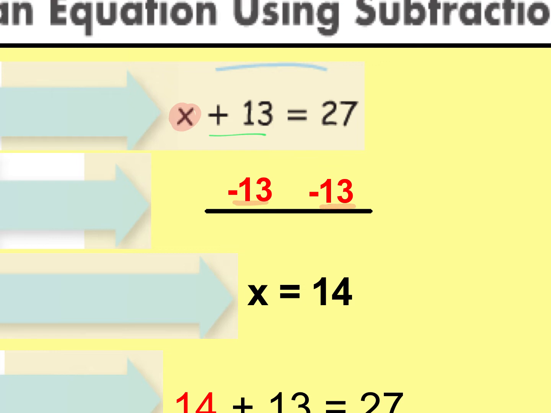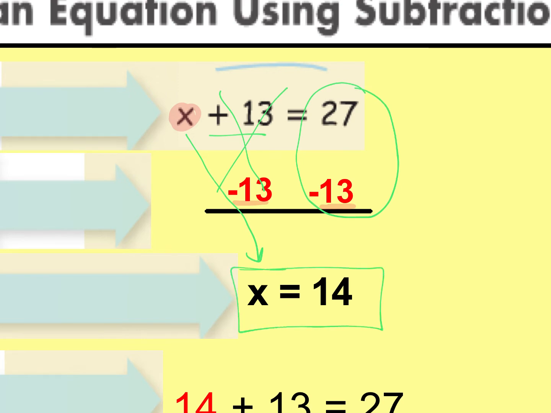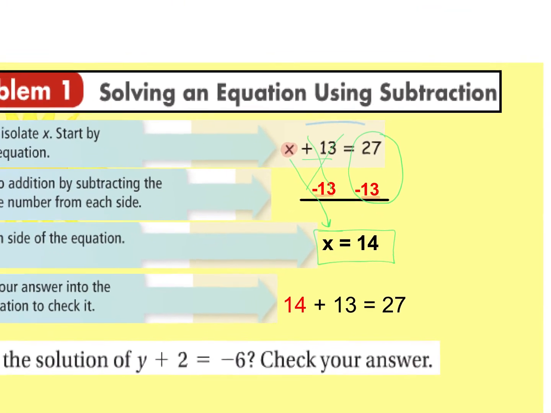Remember, if you do it to one side, you have to do it to the other. Positive 13 and negative 13, those are opposites. They get canceled out. My x comes down, and then we're actually just doing 27 minus 13, so we get x equals 14. That's my solution.